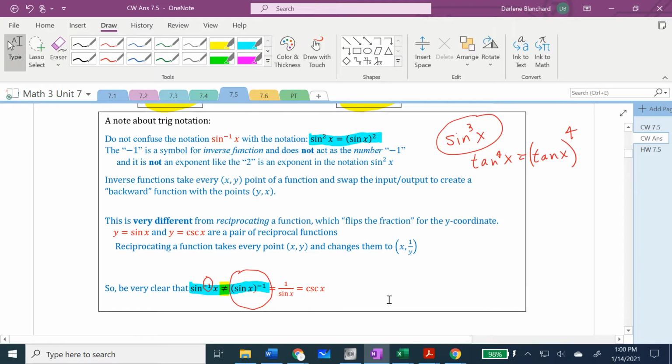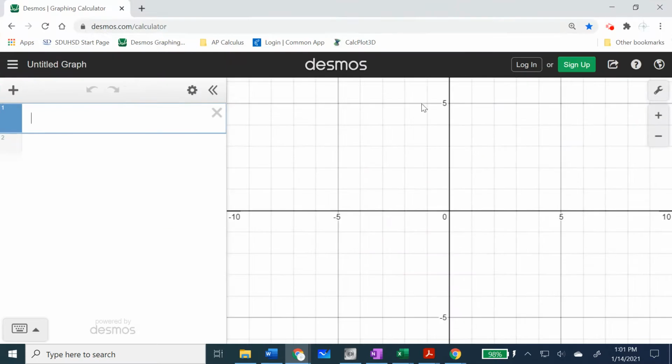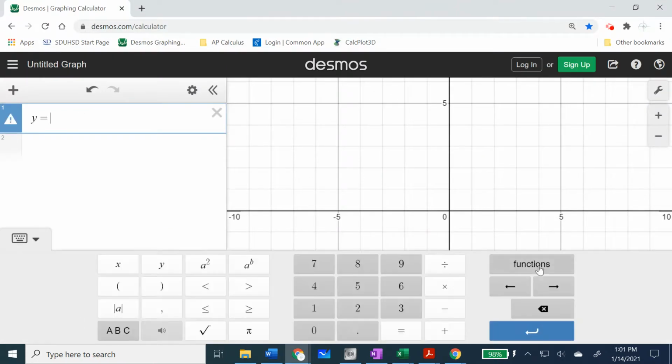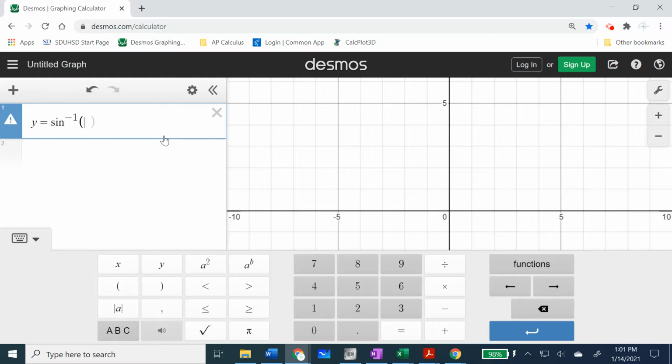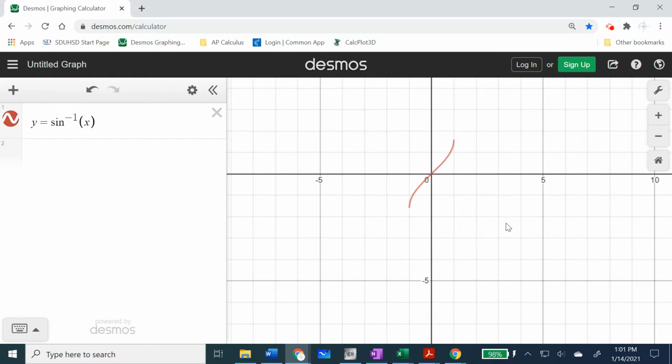Now, there's a bit of a difference between the graphs. I'm going to grab a Desmos, and I'm going to show you that I am typing in the particular functions. And in Desmos, you can actually go over to the function menu, and you can ask it to graph sine. You can ask it to graph inverse sine. What I'm going to do is graph the inverse sine function so you can see how it is defined. This is the graph of the inverse sine function.